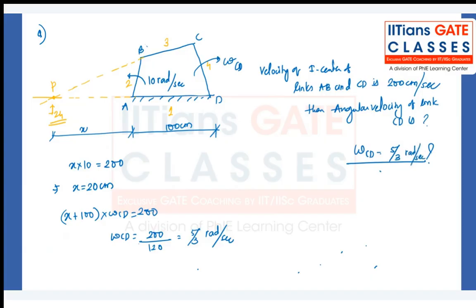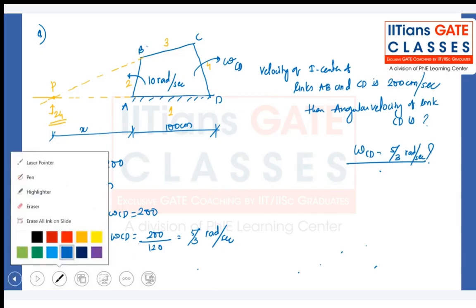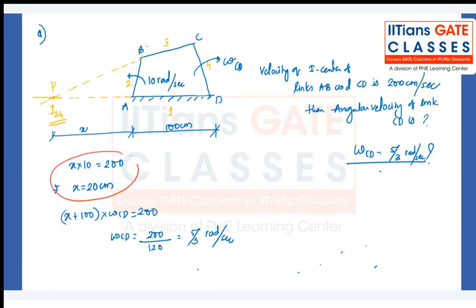Okay. So in this question, they are asking you omega CD. They have given you distance A to B, but they have not given you distance P to A. And this is the trick here. You have to use this to get X because you don't know the distance of the I center from point D. Okay, for that purpose, you did this. So this is an important trick. If you know this, then solving the problem is quite easier.